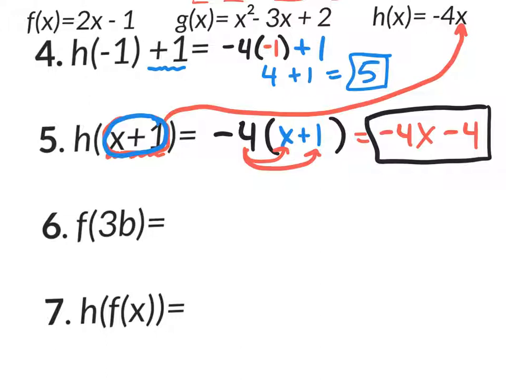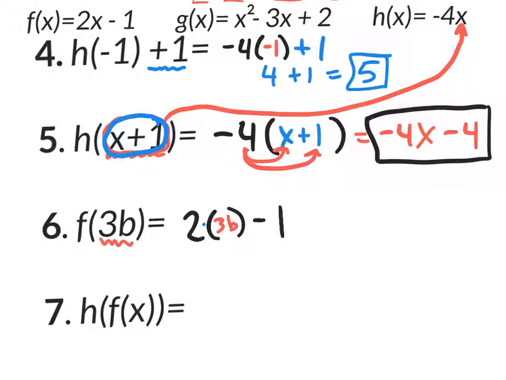So, number 6, f of 3b. That simply means go to your f function and plug in what? 3b. 3b, that's right. So, your f function is up here. It's 2x minus 1. So, let's write it with parentheses first. 2x minus 1, and we are plugging in a 3b in place of the x. So we plug in a 3b in place of the x.